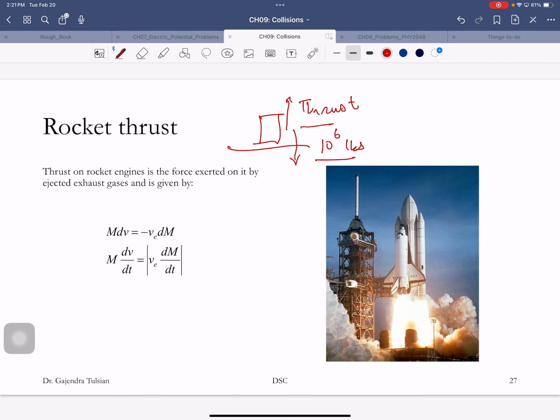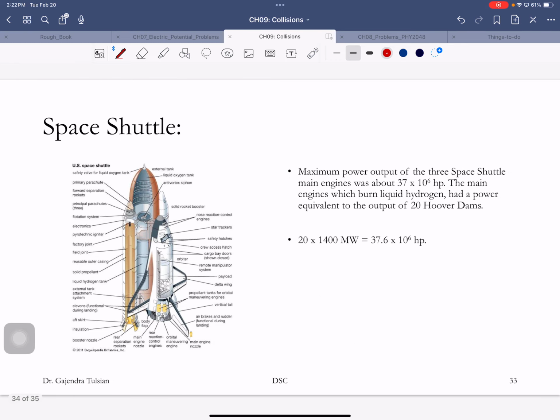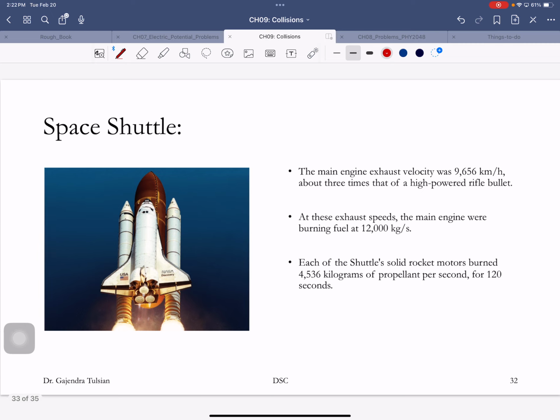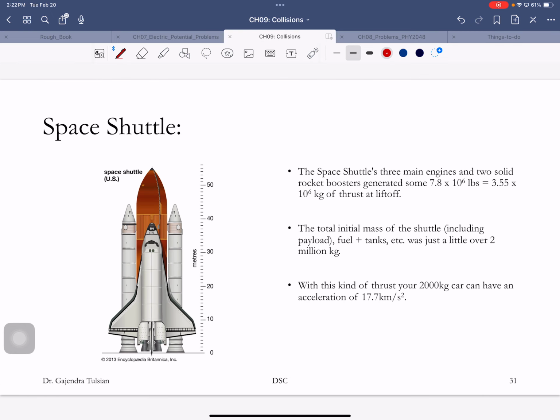And so for most rockets, I'll show you. For the space shuttle, the thrust was 8 million pounds, the equivalent of 3.5 times 10 to the 6 kg, and the weight was 2 times 10 to the power 6 kg. If you divide that by that, you get the thrust to weight ratio at liftoff. Here's a standard thing, so here's a good rocket.